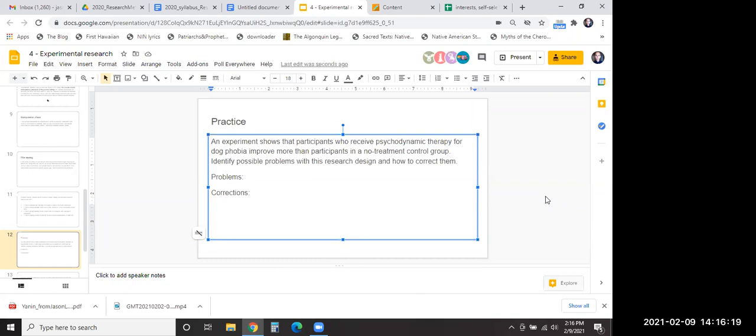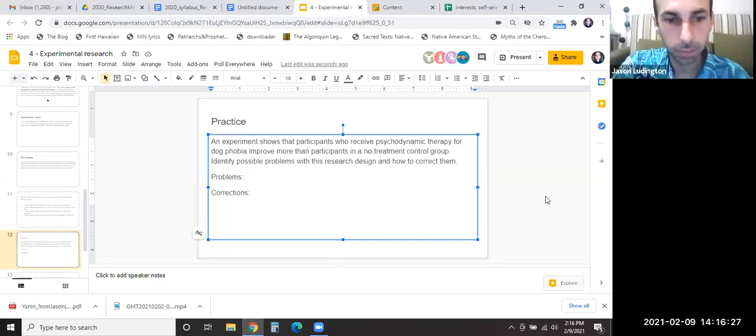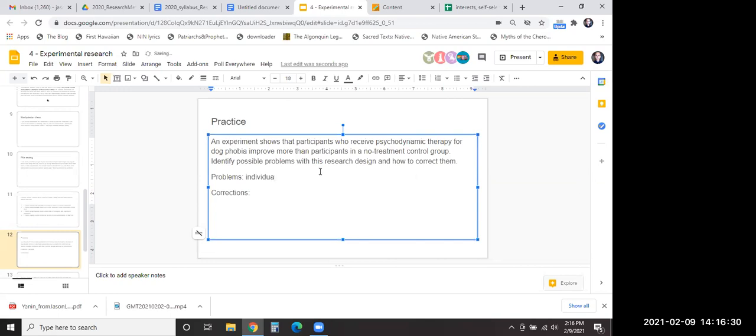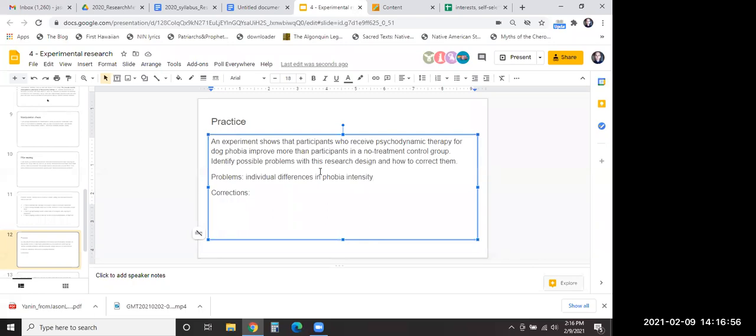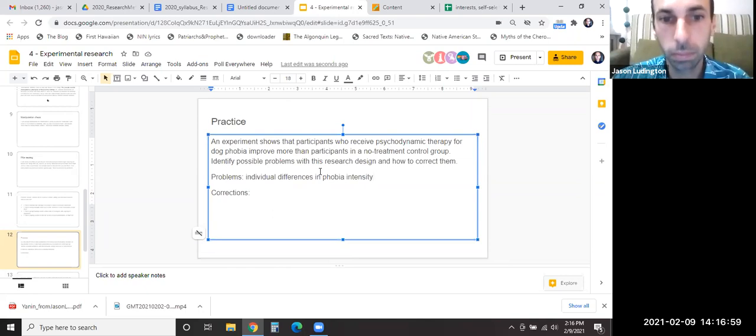What about the individual effects on the intensity of dog phobia? Very good. Could affect, because everyone might have dog phobia, but the intensity of it might be different. Very good. That means that it's possible that the really intense phobias happened to be in the treatment group, and the less intense ones in the control group. That would be a problem. You're right. How could we correct it? Any idea? Suggestions?